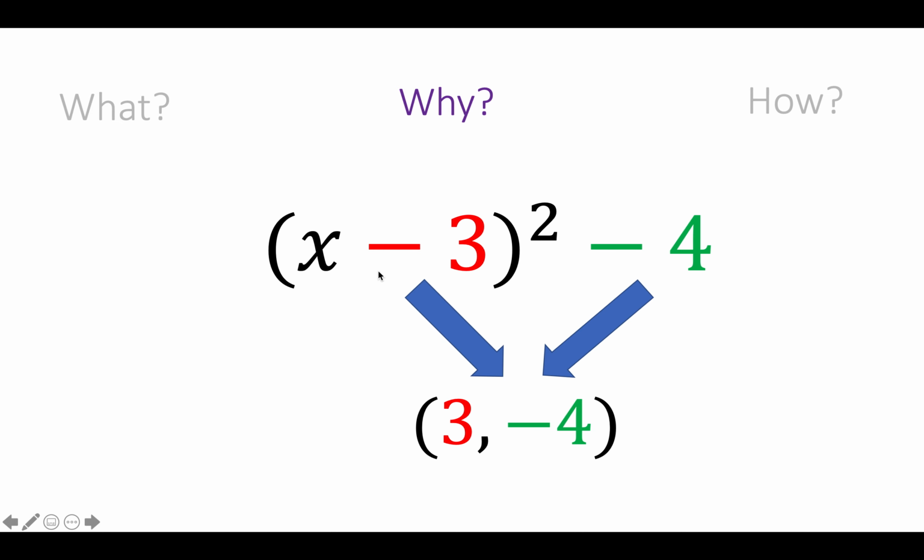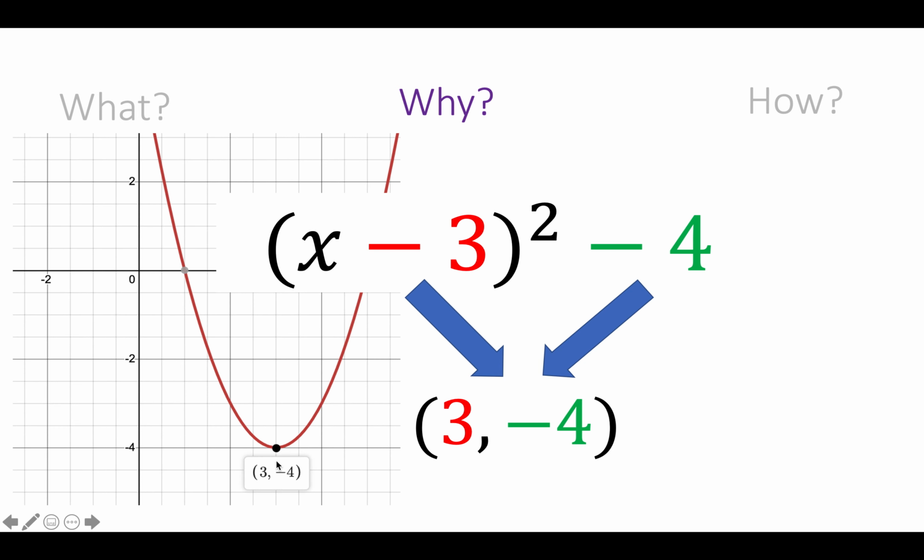The minus 3 in the bracket tells us the x-coordinate of the minimum is plus 3. The minus 4 on the outside tells us the y-coordinate is minus 4. Please notice that the number in front of the bracket changes sign. It becomes the opposite to give you the x-coordinate. The number outside does not change, and that just stays as the y-coordinate.